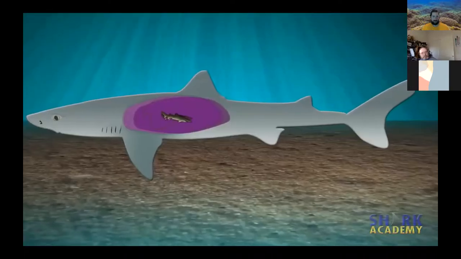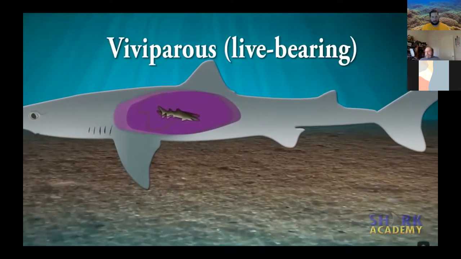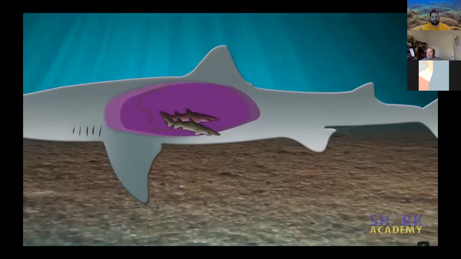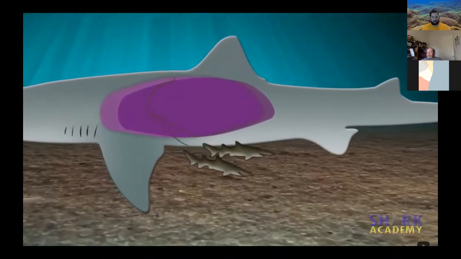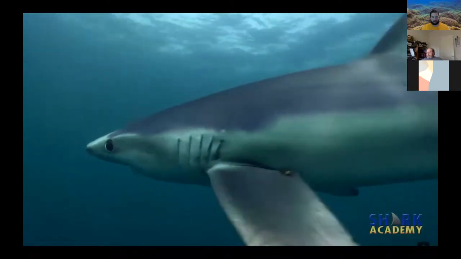Other sharks are viviparous. They give birth to live young, which develop inside the mother shark, receiving nutrients and oxygen from mom through an umbilical cord, just like humans. Larger sharks like blue sharks, bull sharks, and hammerheads use this technique.